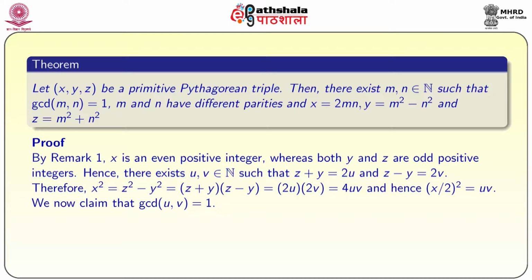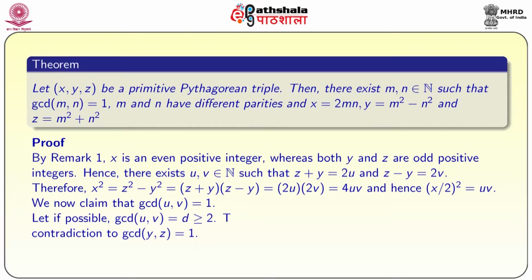So, again observe where that u and v came from. This u and v come from z plus y and z minus y, since both are even. So, we got u and v from them. Now, if possible, GCD of u, v is equal to d greater than or equal to 2. That means, actually we need to show GCD of u, v is equal to 1, we are proving by contradiction, so we are assuming GCD of u, v is equal to d greater than or equal to 2.